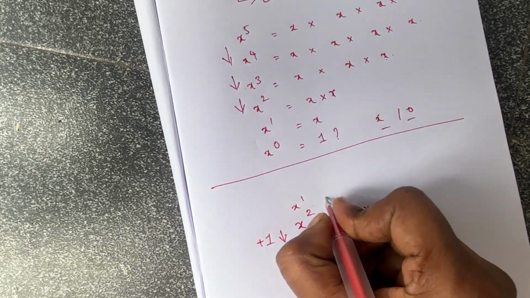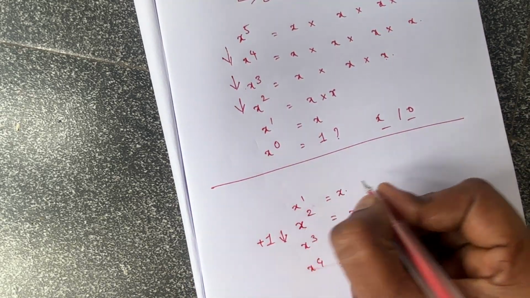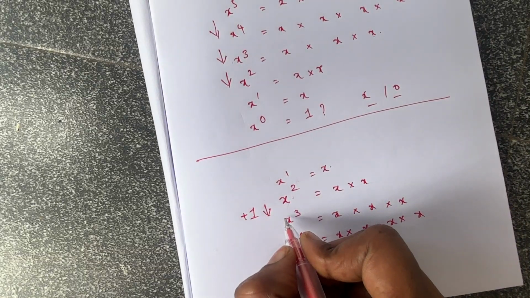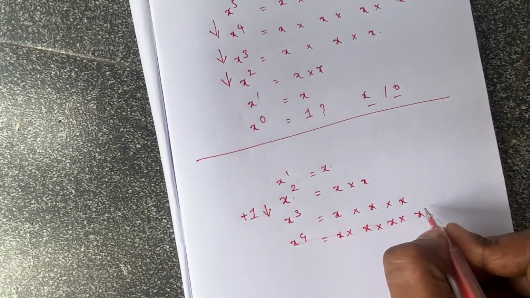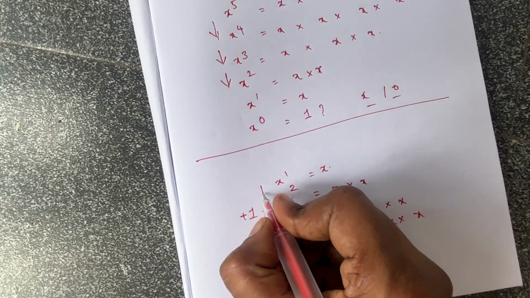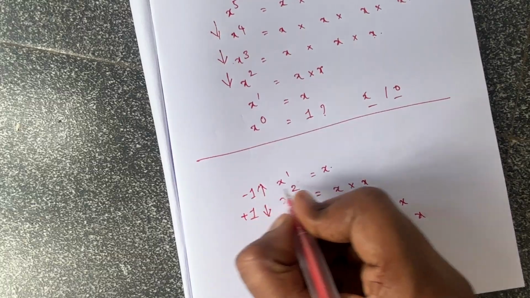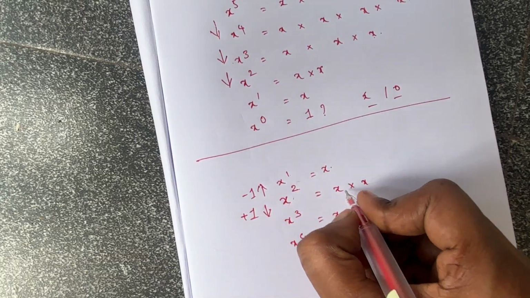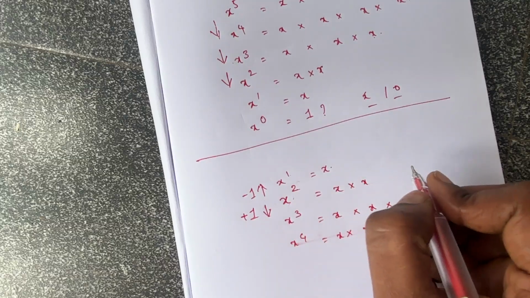X to the power of 1 means x, right? We all know. What is happening? If I am increasing my exponent by 1, the number of x's getting multiplied increases. If I am decreasing my exponent by 1, from 2 to 1, I decreased by 1. So my number of x's is getting decreased by 1.